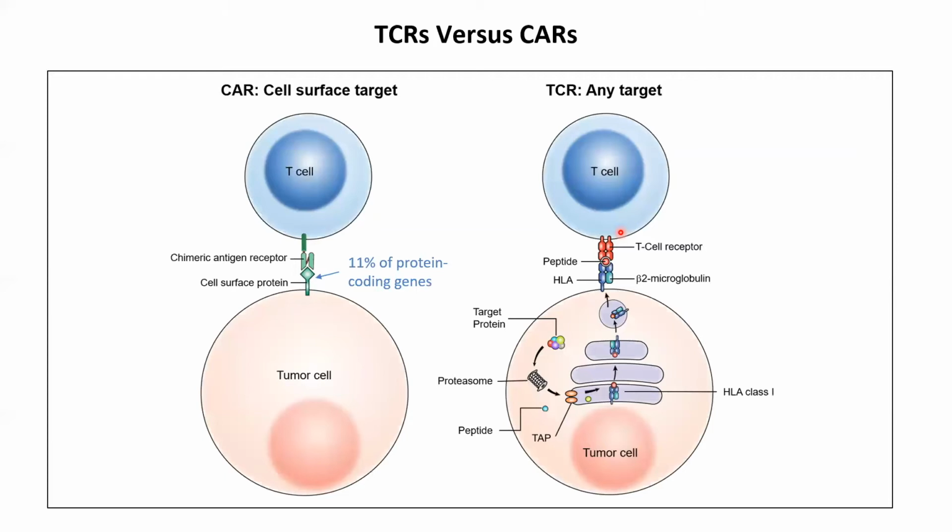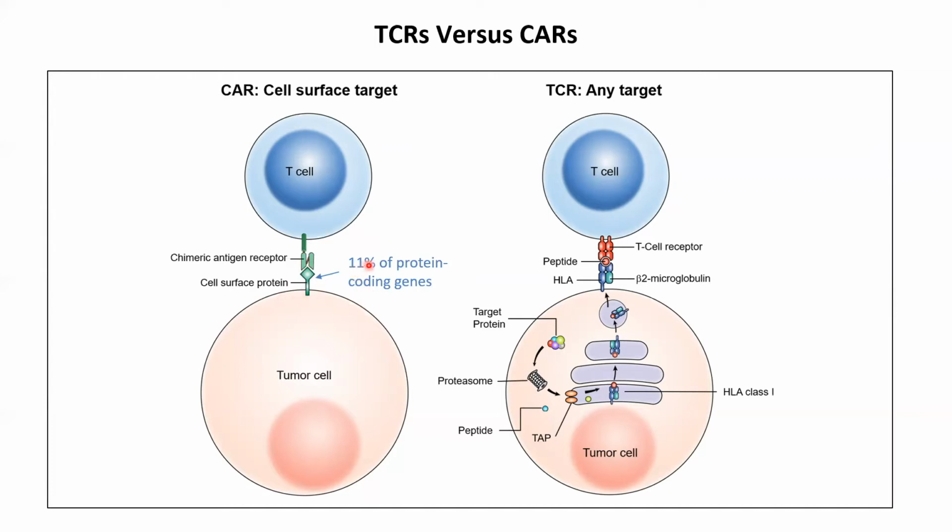I want to start with some background and make sure that we are all clear on the difference between chimeric antigen receptors and T-cell receptors. These are the two main strategies for gene engineering T-cells to target tumors. So shown on the left here is a chimeric antigen receptor T-cell. And the chimeric antigen receptor engages its target through an antibody-like recognition domain, and the target is an antigen on the surface of the tumor cell.